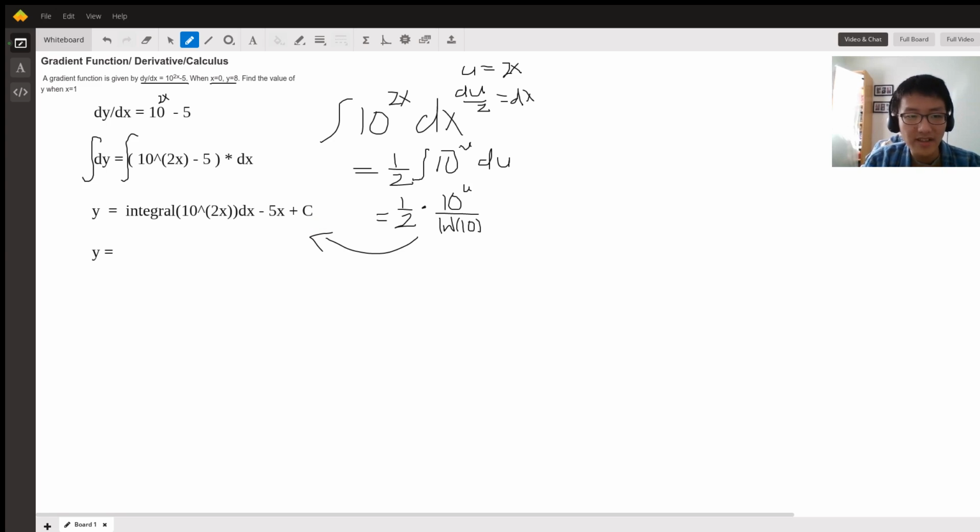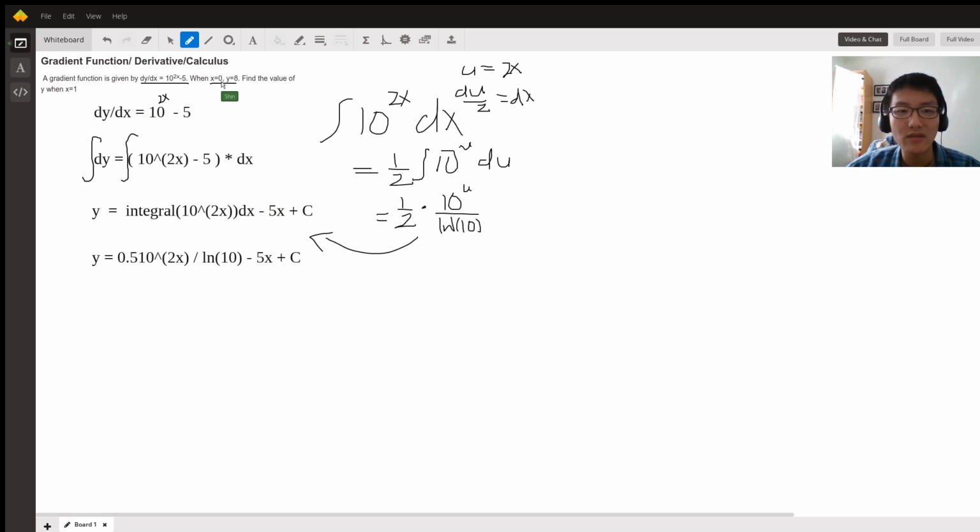So therefore, y is equal to 0.5 times 10 to the power of u, which is 2x, all divided by the natural log of 10, which is just a number basically, minus 5x plus c. So now we have an integrated function of this.